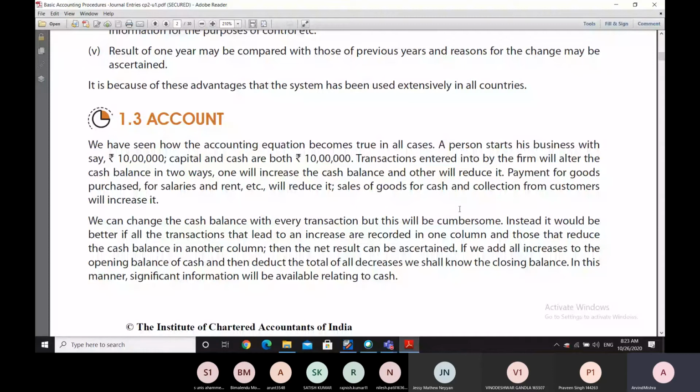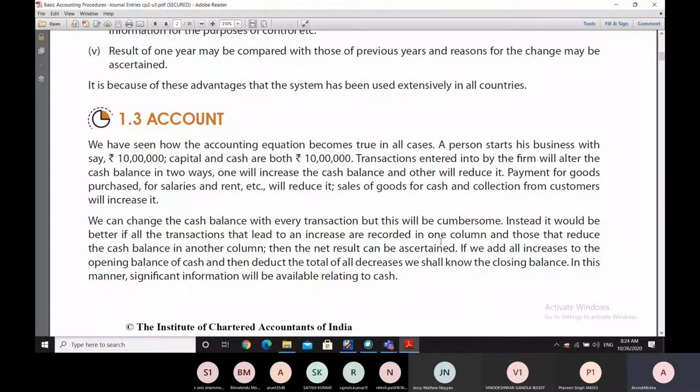Instead of writing the cash balance every time a transaction happens, we'll just write all the transactions that lead to an increase of the cash balance in one column, and all those transactions which lead to reducing the cash balance, we will write in a different column. So we'll have two columns. One will get those transactions which lead to an increase in the cash balance, and the other column will get those transactions which lead to a reduction in the cash balance.